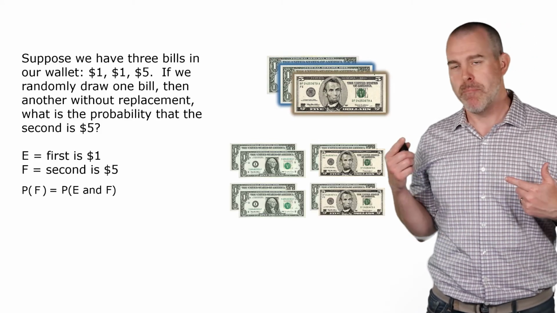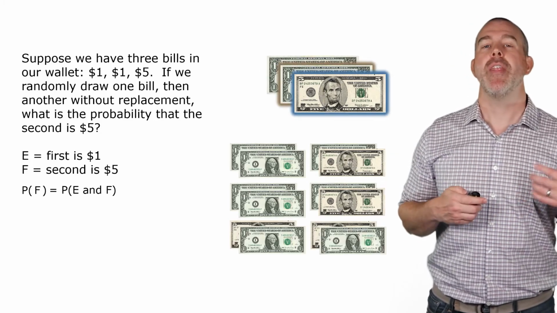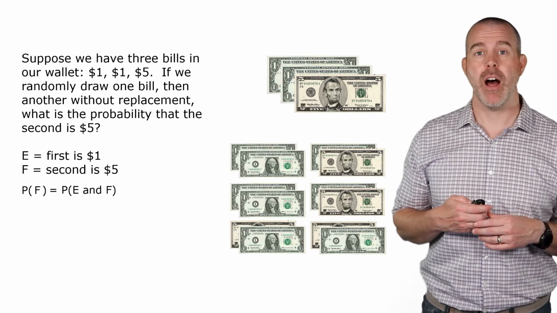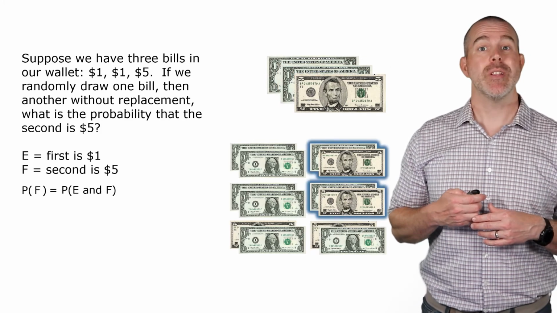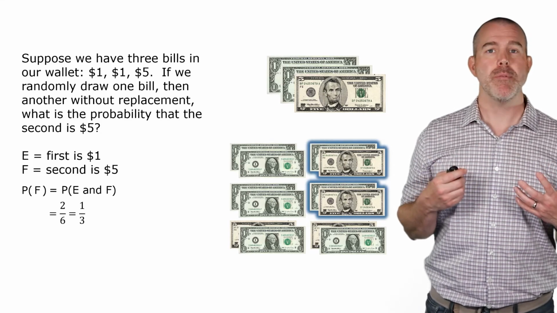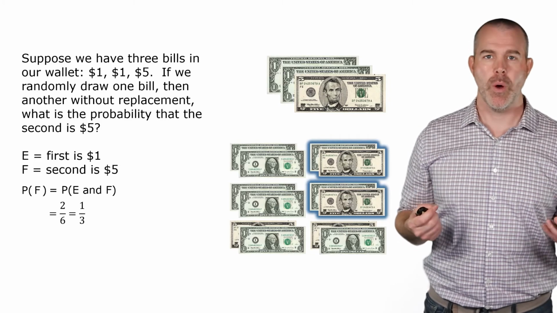You could have the middle dollar bill and the 5. Then you could have 5 in the first one, and then 5 in the second one. We want the ones that have the $5 bill being drawn second. So that's these two. So it would be 2 out of 6, or 1/3. The probability that the $5 bill is drawn second is 1 out of 3.